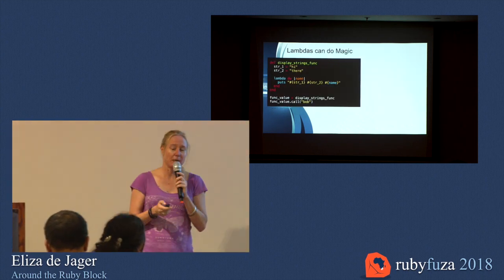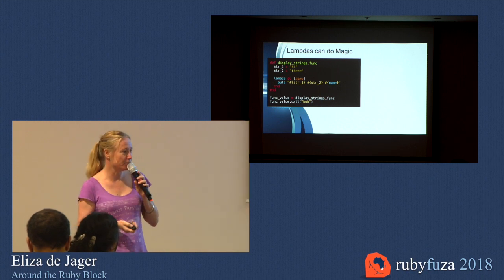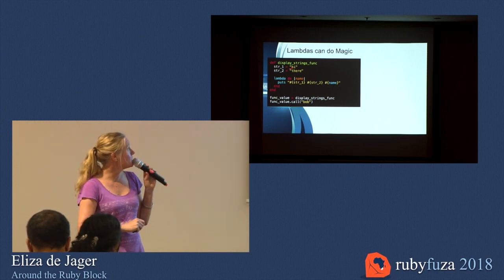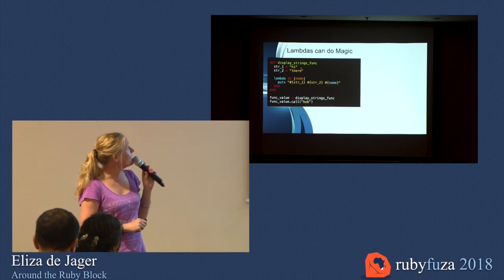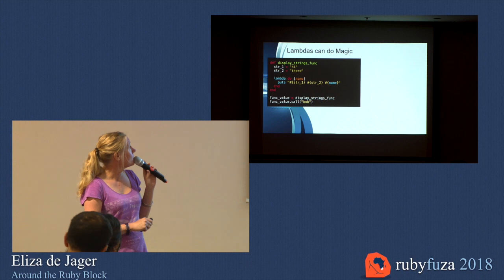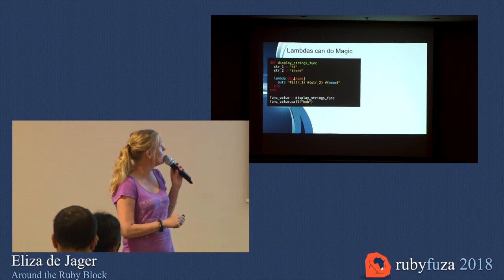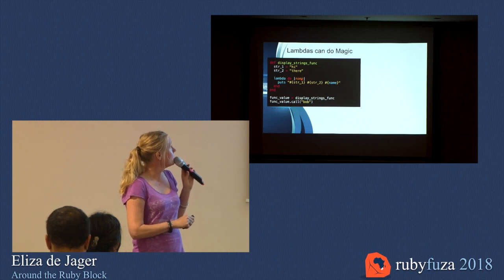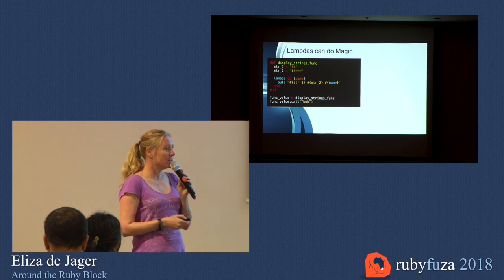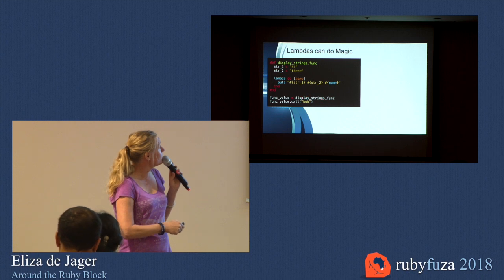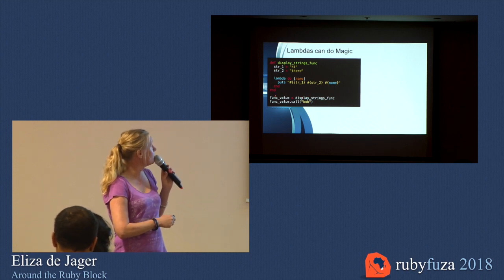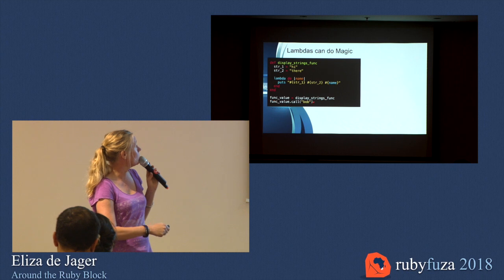Okay, so lambdas are blocks, so they're quite amazing by default. But as this bit of code here shows, they're actually even cooler. Because what we're doing here is this display strings func method, it's got 2 local variables, and then what it does is it defines a lambda, passes a block to the lambda that uses those local variables, and then it returns the lambda as its return value. So over here, the return value is then assigned to this func value variable, and we're executing a call on func value.